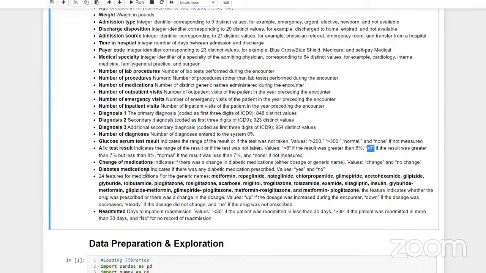Then diabetes medication. Here we are giving whether they have been prescribed medicine or not, so values are yes or no. Here we are also giving the names of the medication, so a total of 24 medicines are there. Last we have readmitted, whether the patient has been readmitted or not, or days of inpatient readmission.